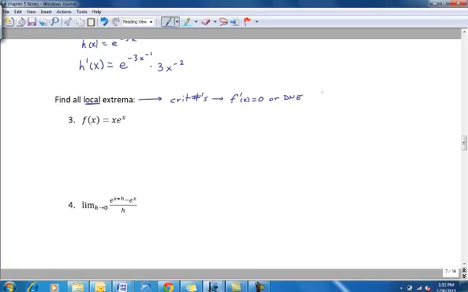Once you've found those critical numbers, then you use either the first derivative test or second derivative test to show you what is a local maximum or minimum or potentially an inflection point. Okay, so if we're going to find critical numbers, where f prime equals 0 or does not exist, we have to find f prime first.